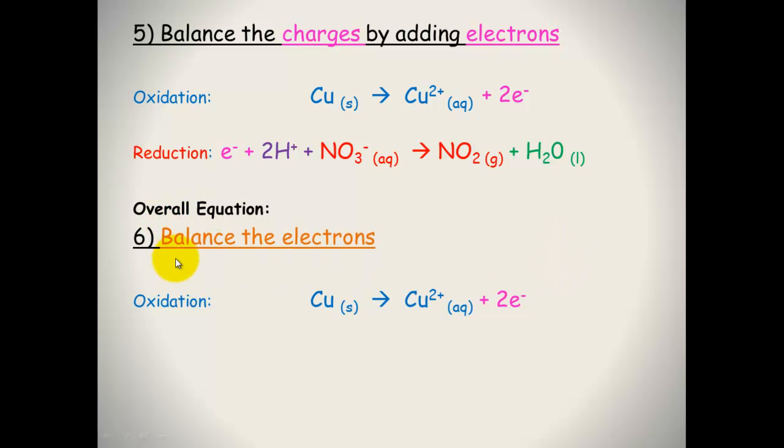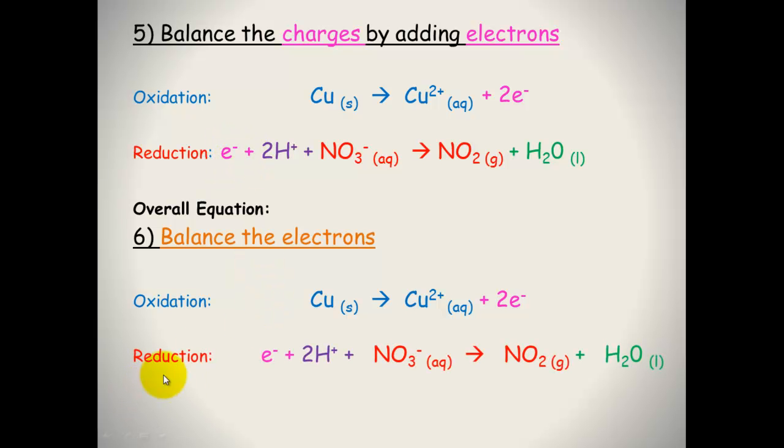So now it's time to write the overall equation. We need to balance electrons between the two half equations. In the copper, we have 2 electrons, and in the reduction half equation, we only have 1 electron. So we need to multiply this reduction equation by 2. So that all changes to a 2 in front. And of course hydrogen, because there was already a 2, becomes a 4.